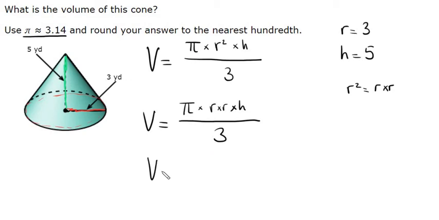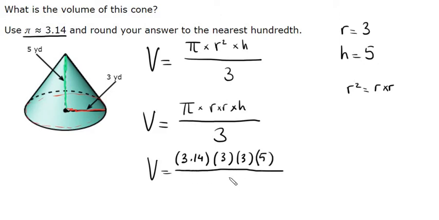So that's going to be pi is 3.14, times r is 3, and 3 again, and then height. What is height? Height is 5, divided by 3. All these are combined by multiplication. This is our pi, this is the radius, this is also the radius, and this is height h. And we're going to divide that by 3 in order to find the volume.